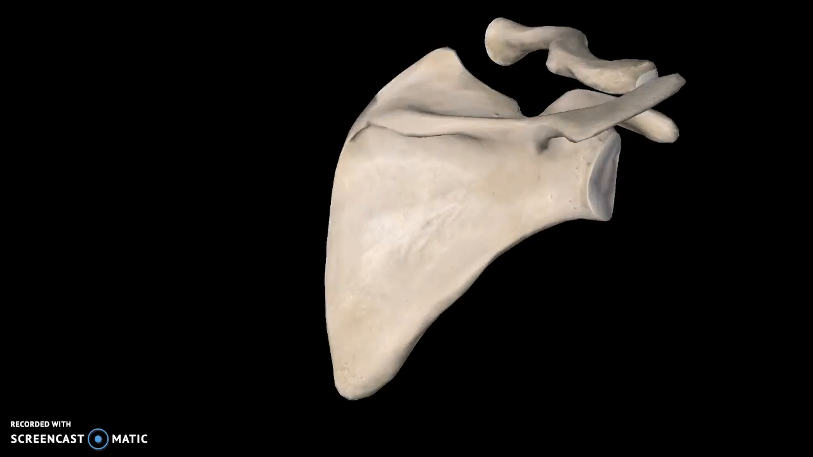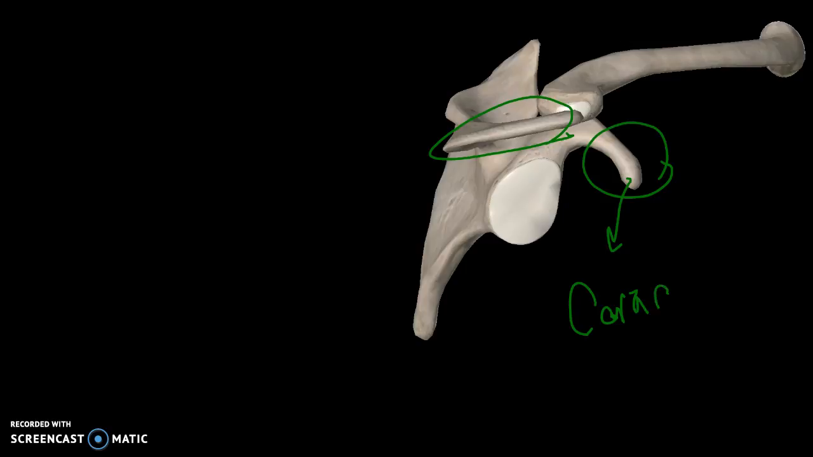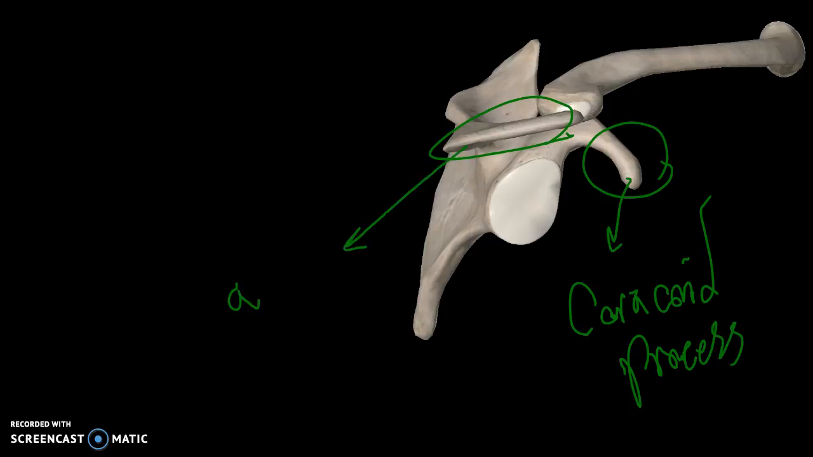And now we can rotate the structure a bit, and we can talk about these two structures that are pointing out, this one and this one. This structure is known as the coracoid process. And this structure here is known as the acromion.